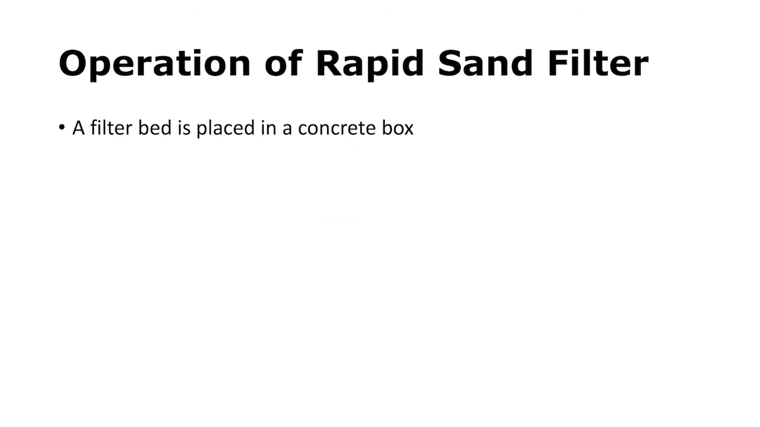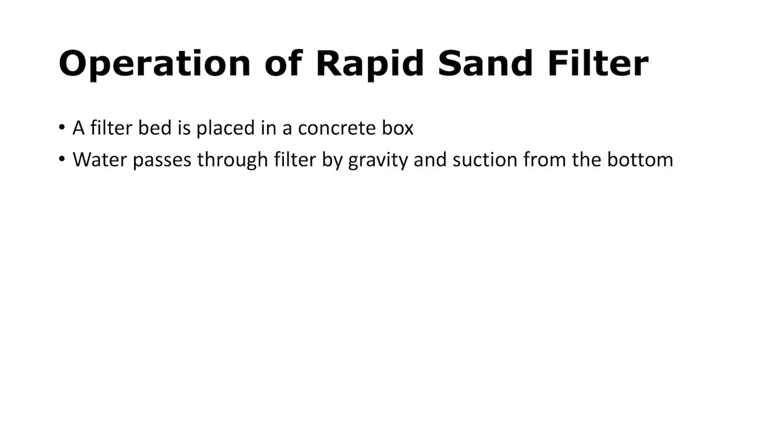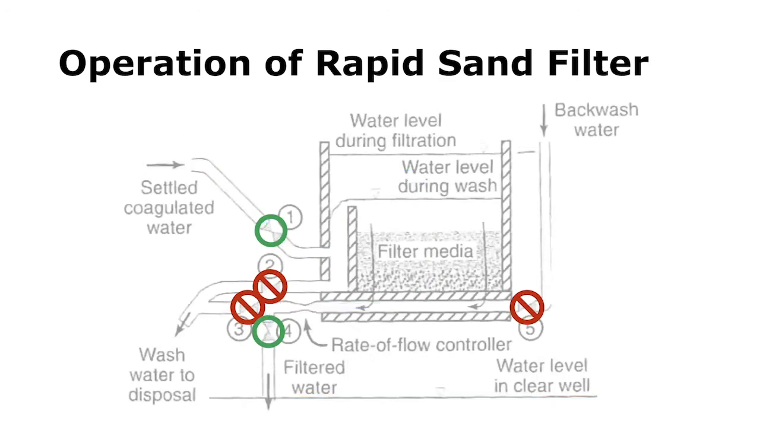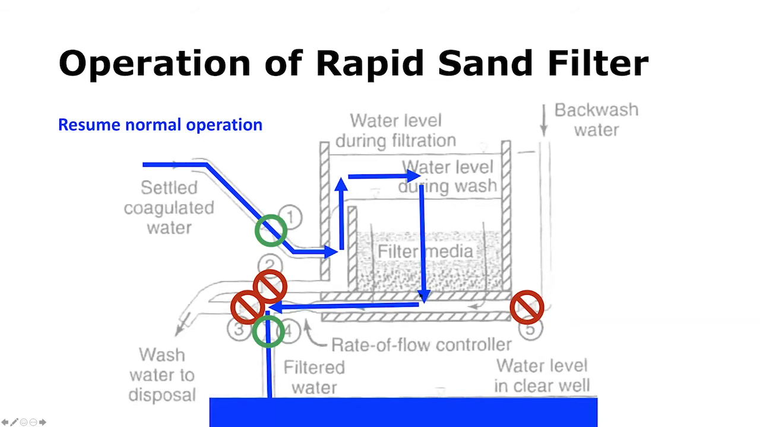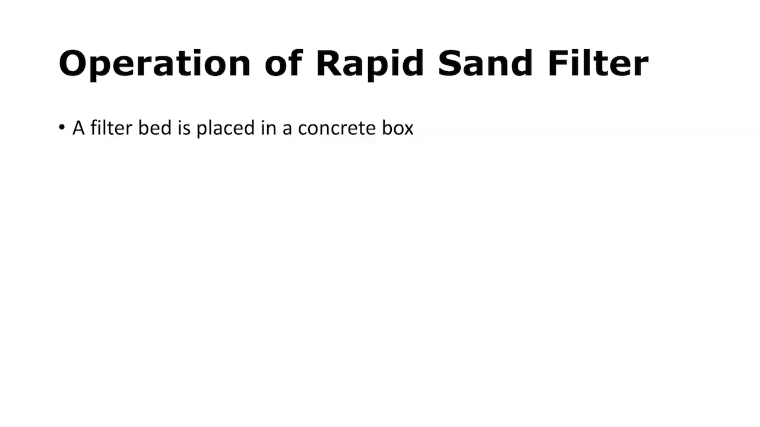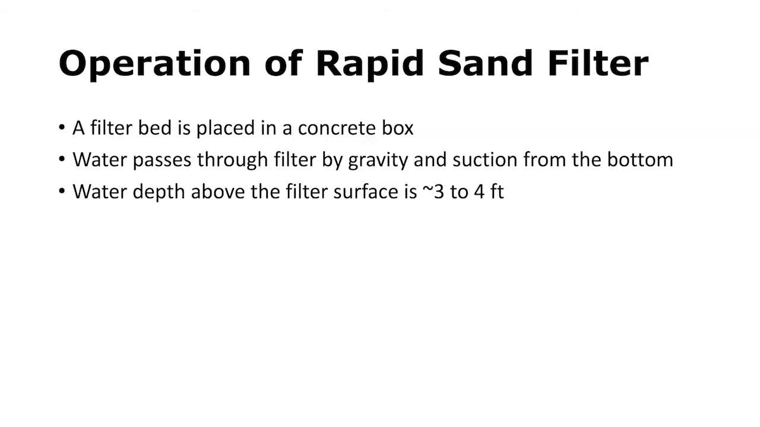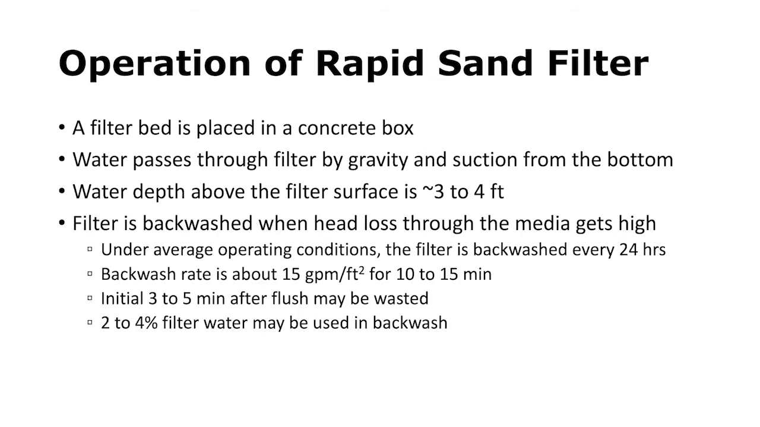All right, so the filter bed is placed inside a concrete box. Typically, the water passes through the filter by gravity, also based on suction from the bottom of the filter. As you can see in the previous slide, the clear water level would be below the bottom of the filter media. This creates that suction effect, increasing the pressure head above the filter. The water depth above the filter surface is typically between 3 and 4 feet.